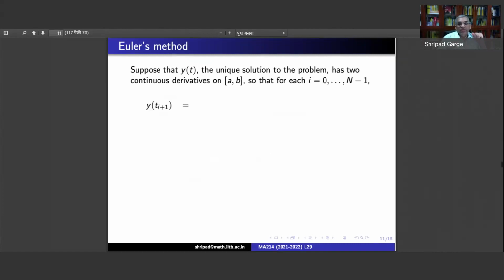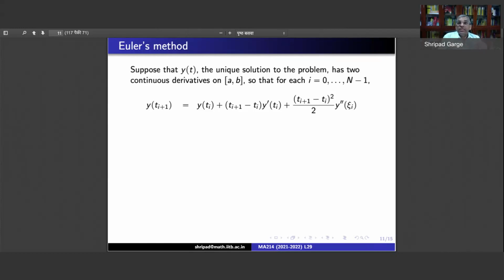And Taylor's theorem will give you that y(t_{i+1}) is y(t_i) plus (t_{i+1} minus t_i)... So we are using Taylor's theorem at t_i, and we are getting the value at t_{i+1}. So that value is y(t_{i+1}) = y(t_i) + (t_{i+1} - t_i) y'(t_i) + ((t_{i+1} - t_i)^2 / 2) y''(ξ_i) at some point ξ_i between t_i and t_{i+1}.